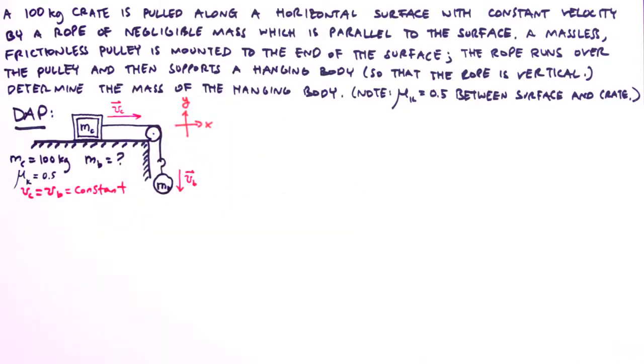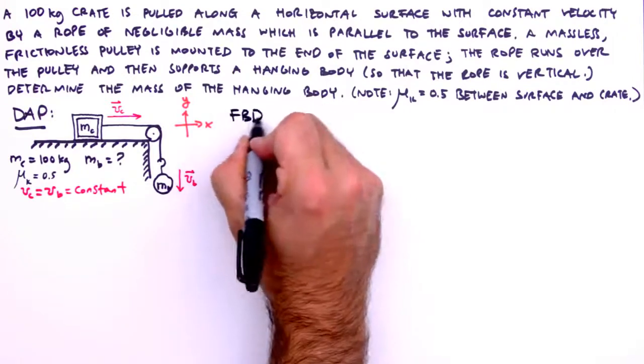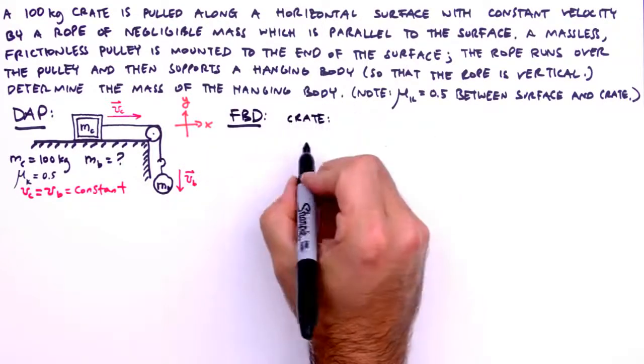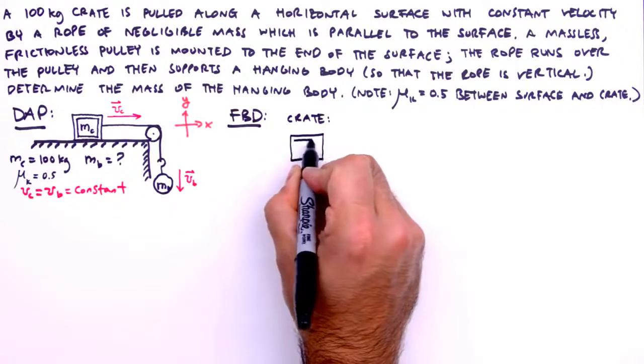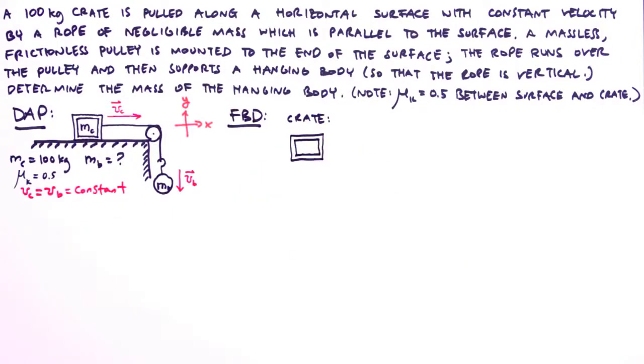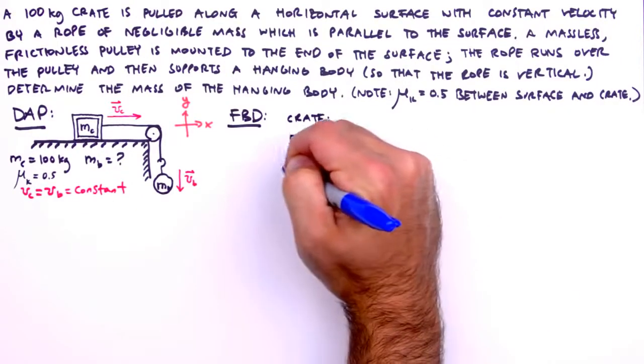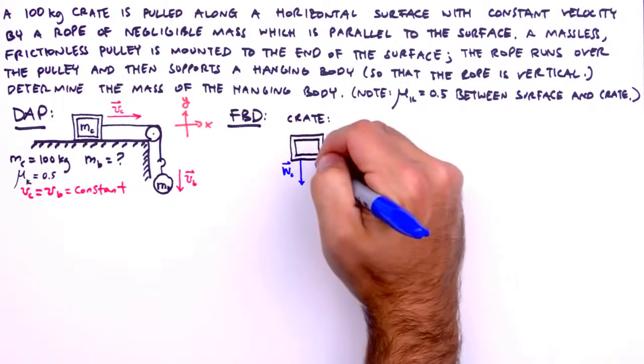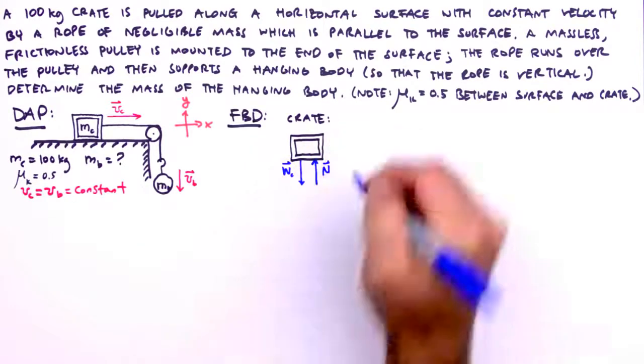Okay, we've got forces at play here, which means it's time for, you guessed it, a free body diagram. Since our two bodies are connected in some fashion, we'll need an FBD for each of them. First, the crate. We've got the weight of the crate pulling it downward. Opposite the weight is the normal force, due to the surface along which our crate is moving.